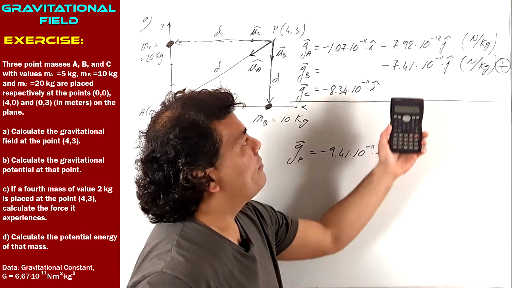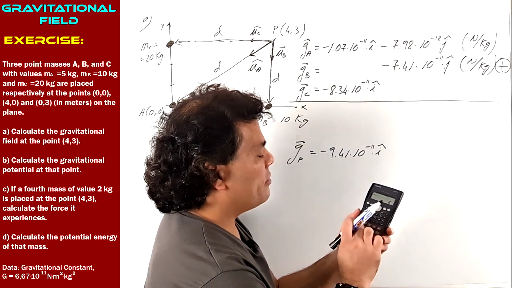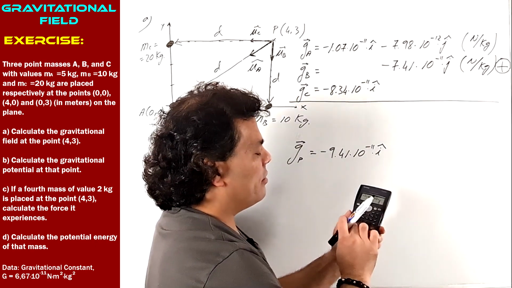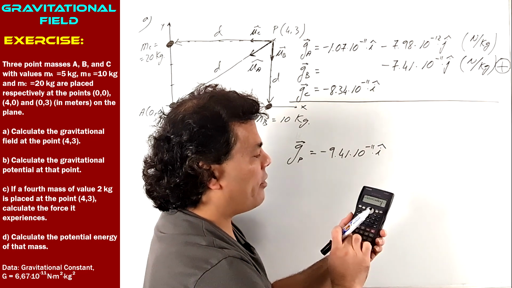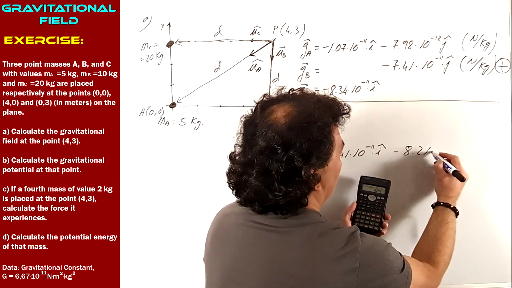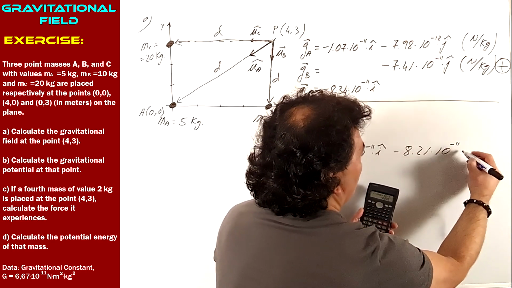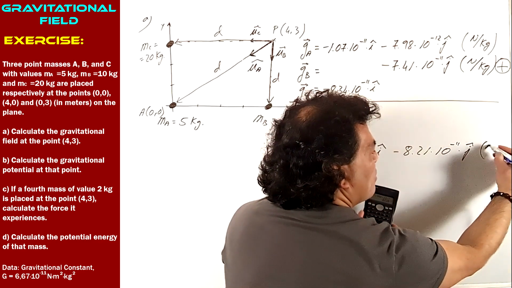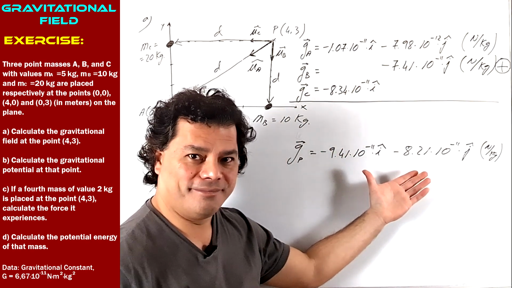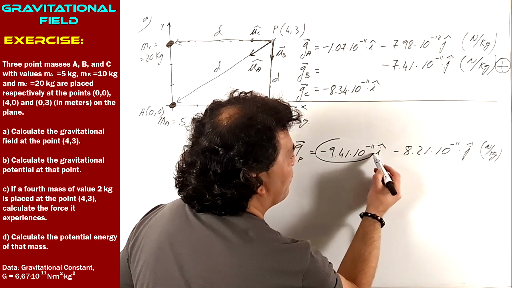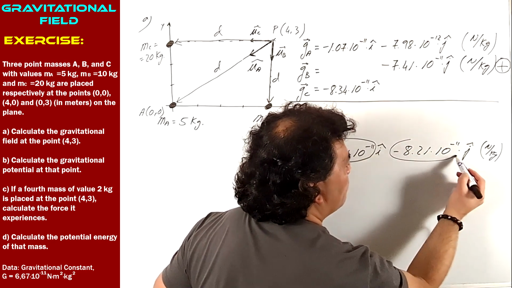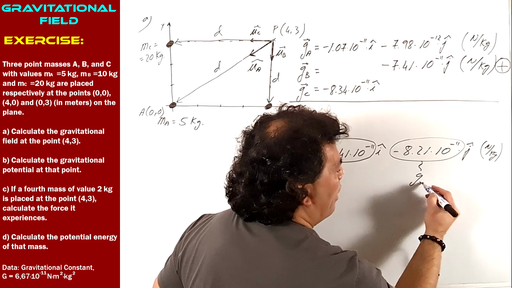Let's clear our calculator in order to do negative 7.98 times 10 to the negative 12 minus 7.41 times 10 to the negative 11. Hope you obtain negative 8.21 times 10 to the negative 11 j. And of course the units, newtons per kilogram. This is the final result. As this is the horizontal component, let me call it G sub x. And as this is the vertical component, let me call it G sub y.